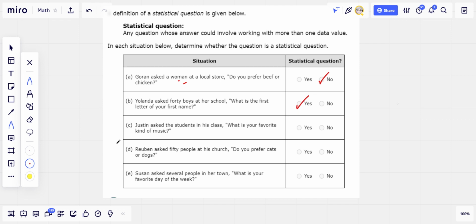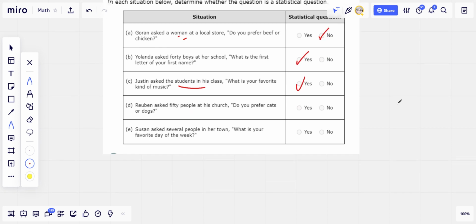C. Justin asked the students in his class, what's your favorite kind of music? That is statistical. Students, plural, so a lot of different answers were gotten. D says, Ruben asked 50 people at his church, do you prefer cats or dogs? Yes, 50 people. And E, Susan asked several people in her town, what is your favorite day of the week? That is also statistical because it's several people and not just one.